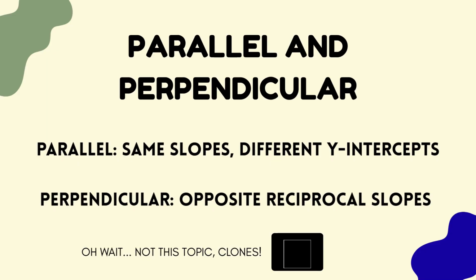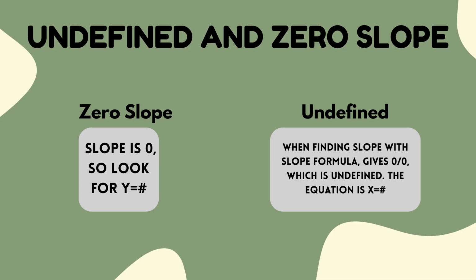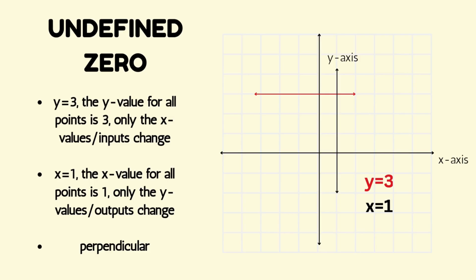Not only do we have parallel and perpendicular lines, but we have lines that have 0 slopes and undefined slopes. For 0 slopes, the slope is 0. The rise over run is 0, so it's just going to be a straight horizontal line. Horizontal is left, right, not up and down. The equation for a 0 slope line is y equals a number, the y value of each point on the entire line.